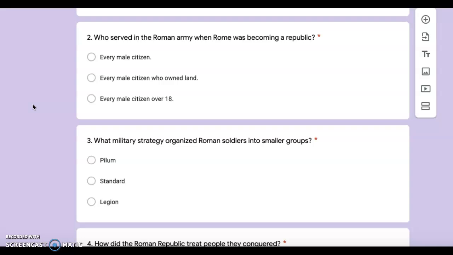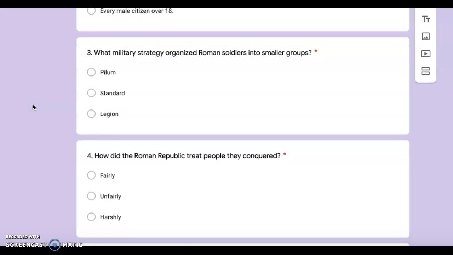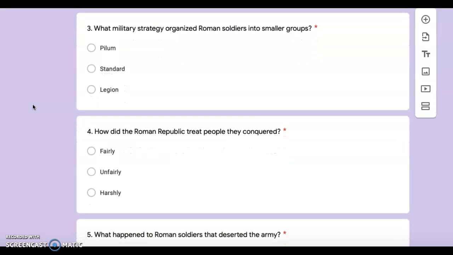Number 2. Who served in the Roman army when Rome was becoming a republic? Every male citizen who owned land, every male citizen over 18. Number 3. What military strategy organized Roman soldiers into smaller groups? Pilum, standard, legion.